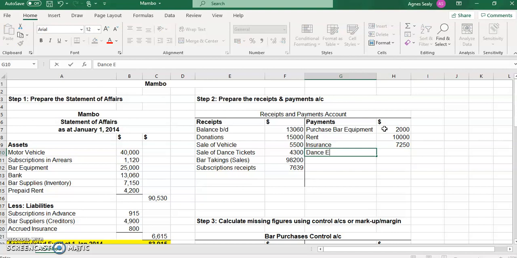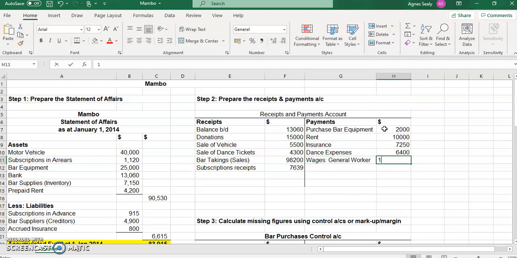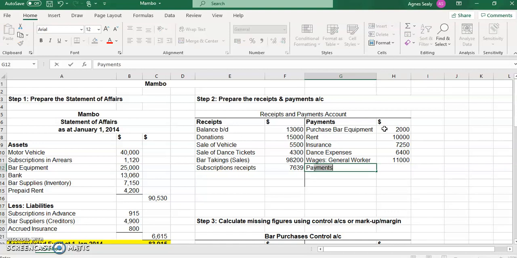And they had holiday dance expenses. So dance expenses, those were $6,400. Paid wages to the general worker of $11,000. They also made payments to the bar suppliers. So payments, I can simply say bar suppliers. You can simply say that.